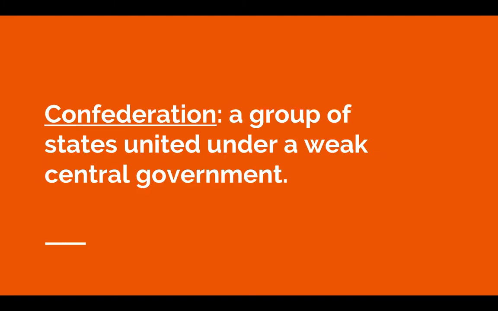All right, welcome back. So at the top of your graphic organizer, there's a place for you to write our formal definition of Confederation, which is a group of states that were united under a weak central government. A group of states united under a weak central government. So you should pause the video so you can write that down on your graphic organizer.